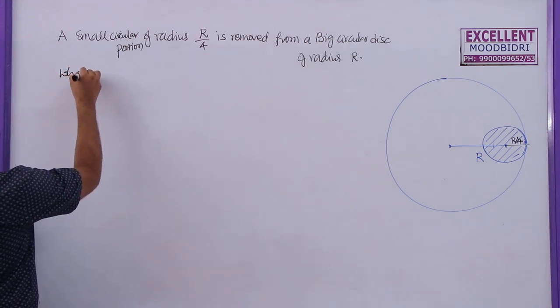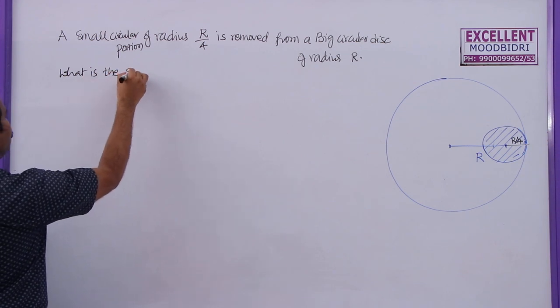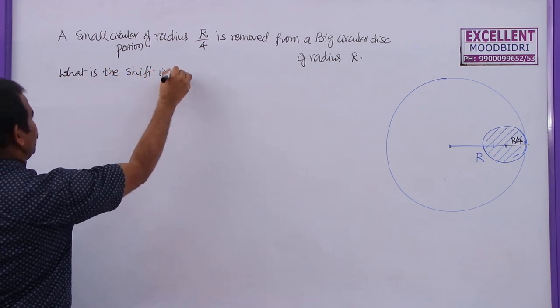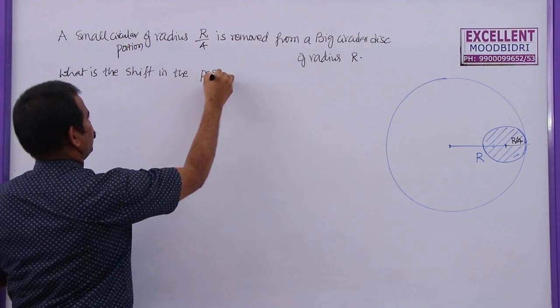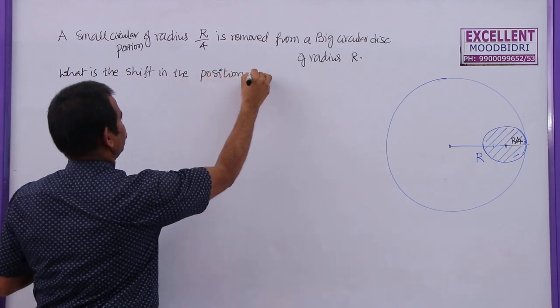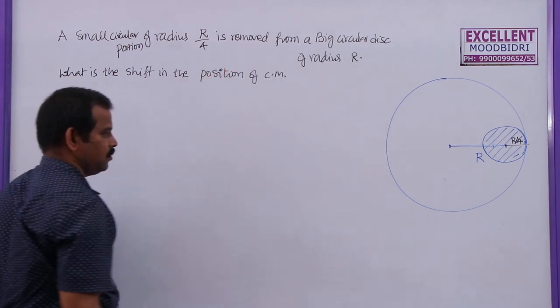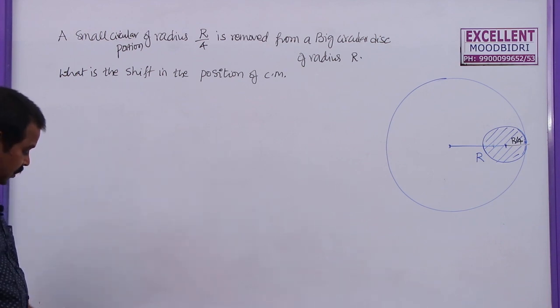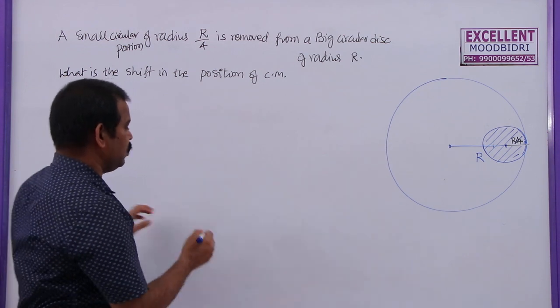What is the shift in the position of the center of mass of the system? The present center of mass is not given. So this is the question.